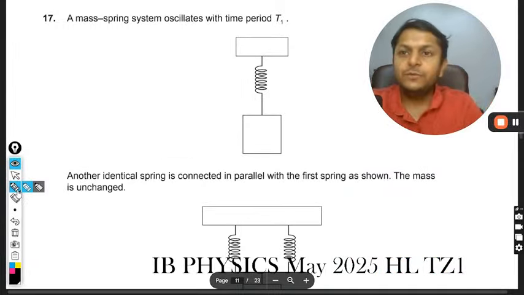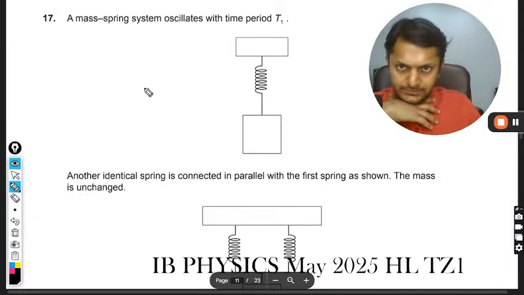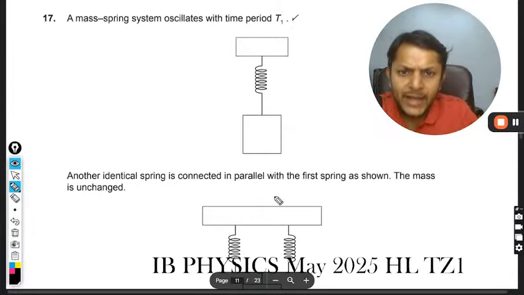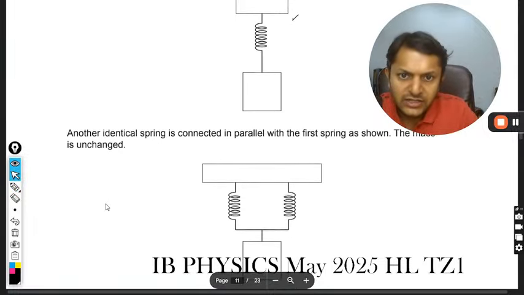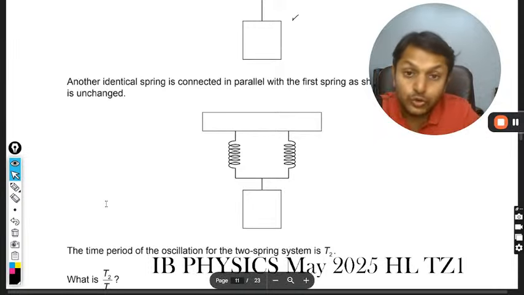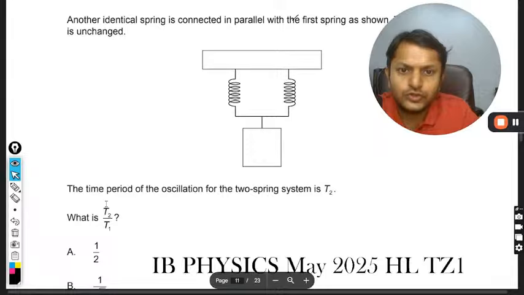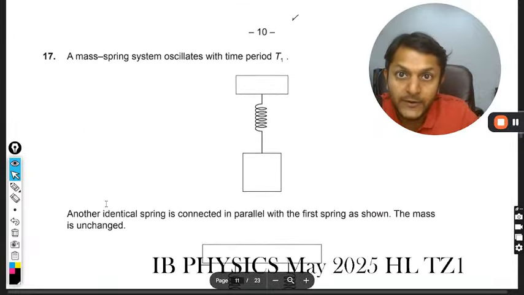Okay, dear student, let's see what is there in this question. A mass spring system oscillates with time period T1. Another identical spring is connected in parallel with the first spring. The mass is unchanged, but there are now 2 springs which are attached in parallel. The time period of the oscillation for the two spring system is T2. What is the ratio of T2 divided by T1?